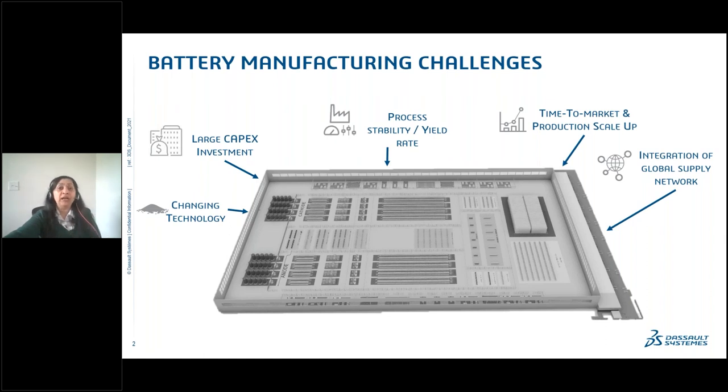Number two, large capital investment required to build your own manufacturing facility. It's exorbitant. There are typically still some problems due to weak automation level of the process. So number three is there's still a lot of human intervention, and this causes yield rate problems. Then number four would be reduced time to market and production scale up from pilot line to gigafactory, given that most gigafactories require 3 to 6 years of ramp up to full capacity.